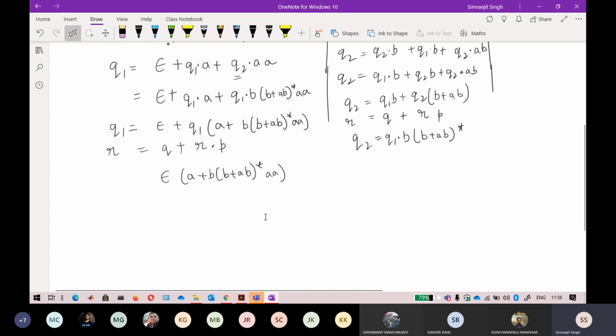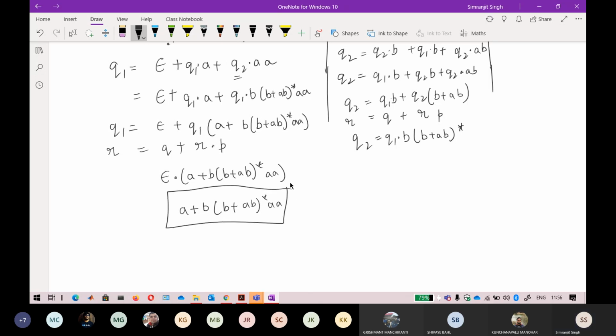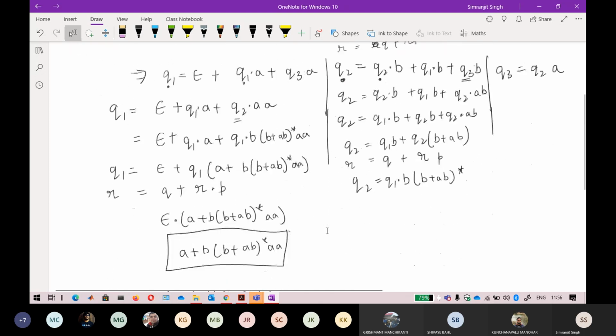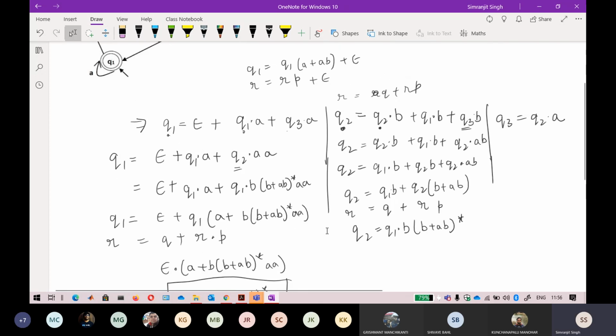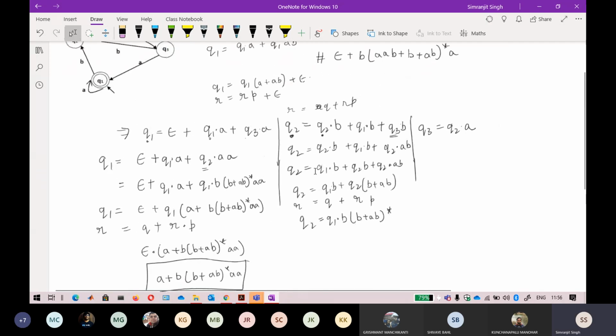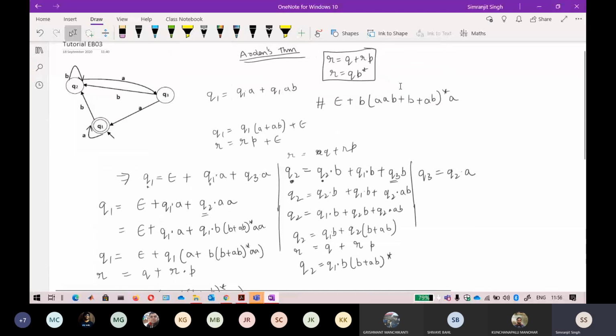Because there is an epsilon in it, you can forget about this epsilon. If you're multiplying by epsilon, it means that you are multiplying by 1. Okay, so you can directly write it A plus B, B plus AB star, and I think this will be your solution by using Arden's method. Okay, so again, I think that the solution is a bit different.